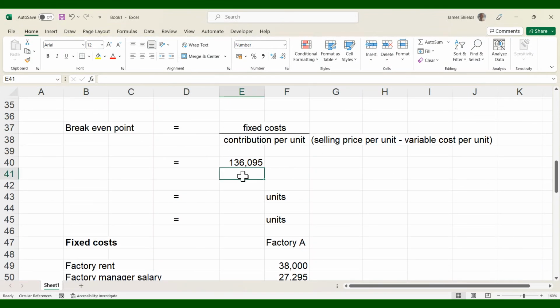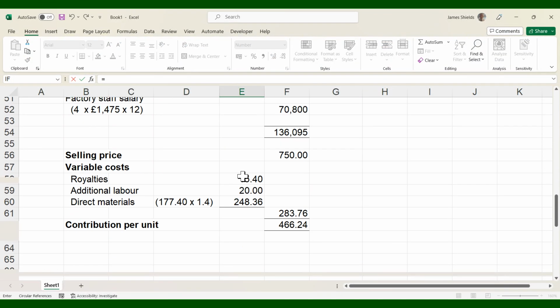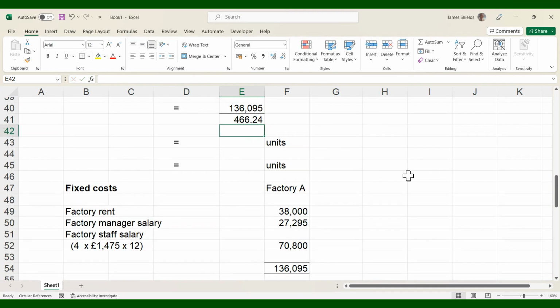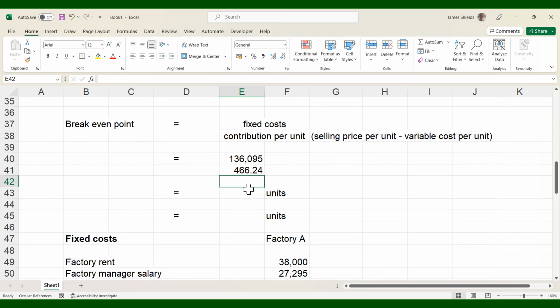So again, I'll go back to the question now. The contribution per unit then, underneath the fixed cost, is going to be £466.24. Now we do the division now. So I've got 136,095 divided by 466.24, and we get 291.899 units. In other words, 291.899 wash machines.